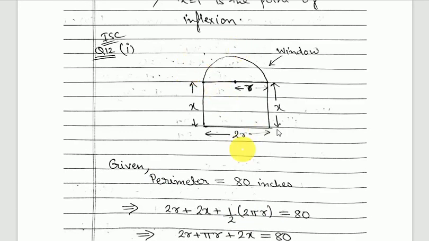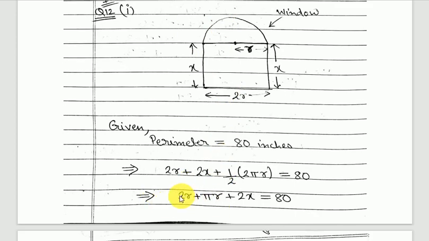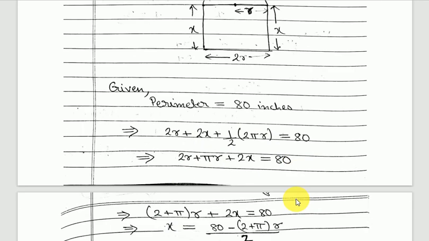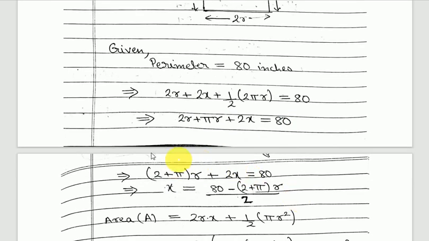The perimeter is 80 inches, so that's what we have written here: 2r plus 2x plus half of 2 pi r. Now we are putting the r terms together. So 2r plus pi r plus 2x equal to 80. Now here r is common, so we got (2 plus pi) into r plus 2x equal to 80.